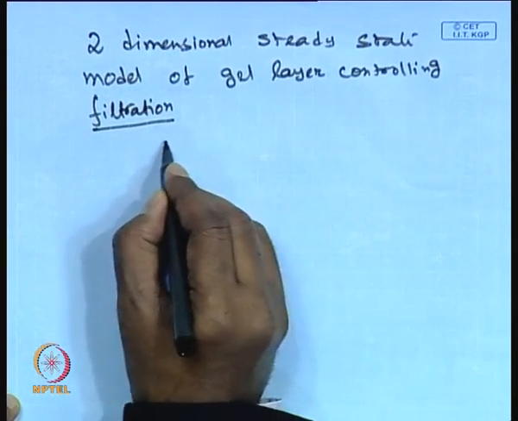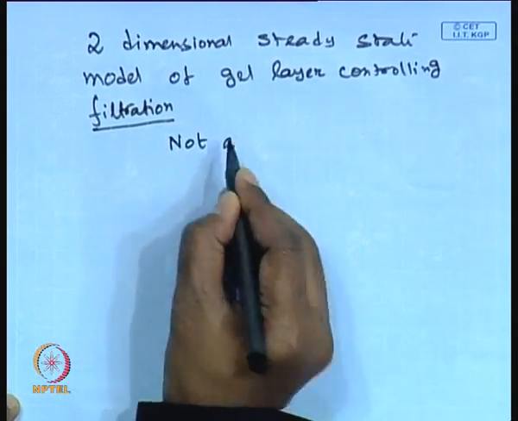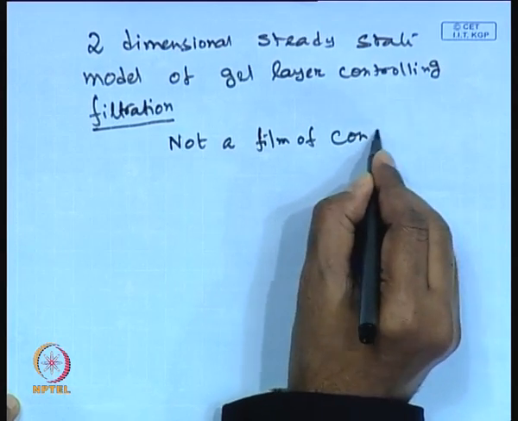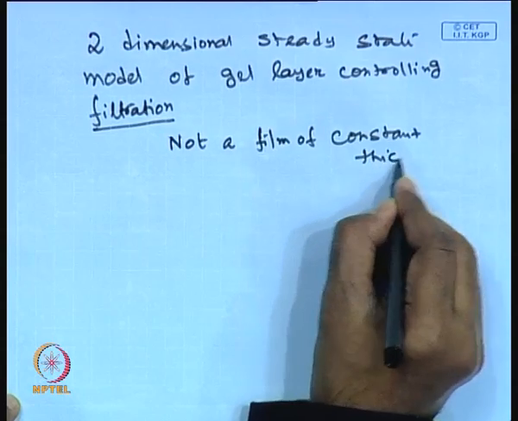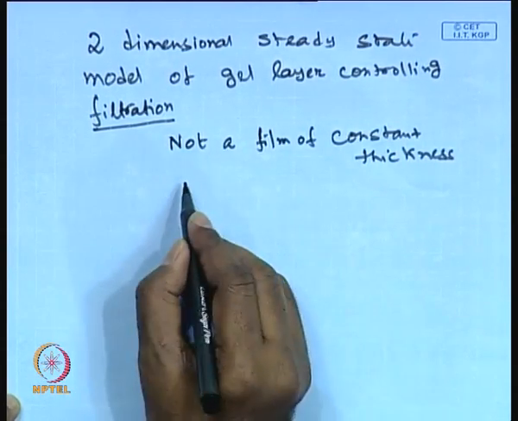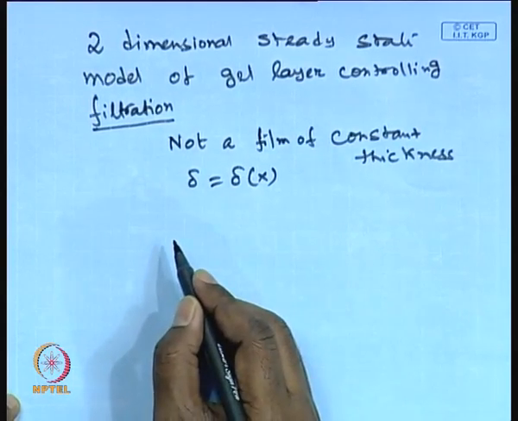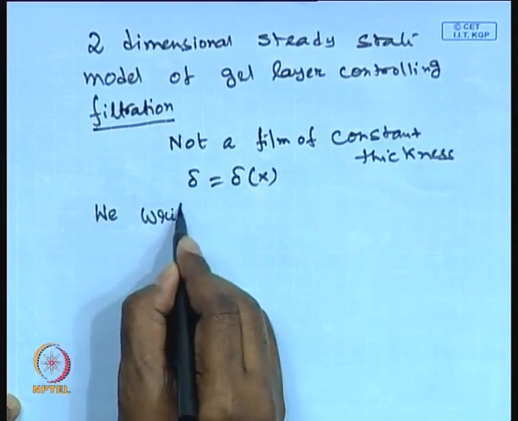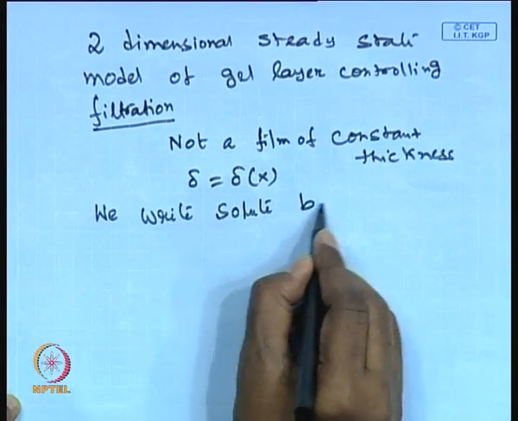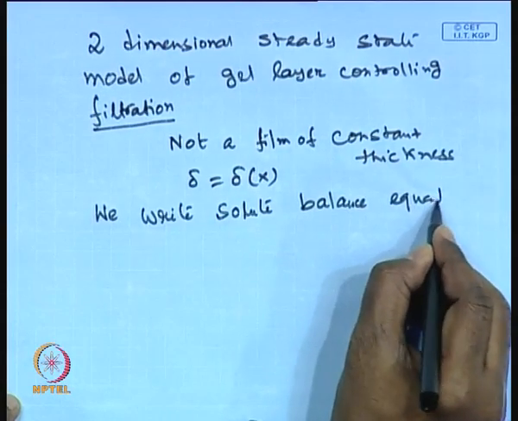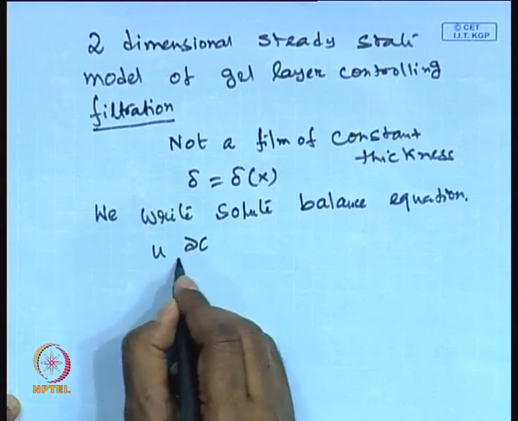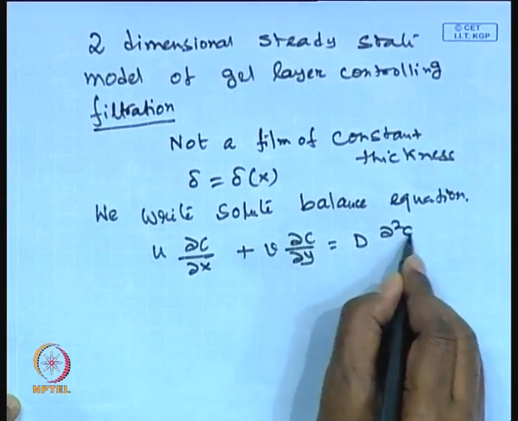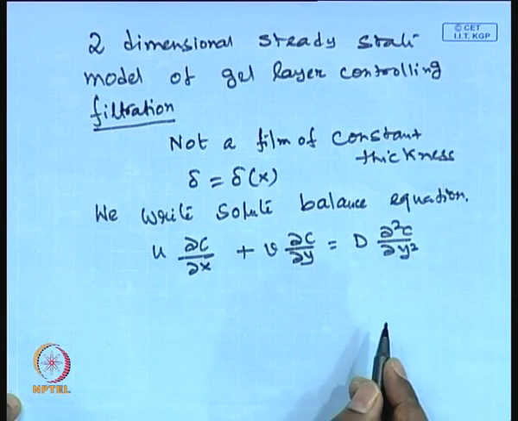It is not a film of constant thickness that is present on the membrane surface; the delta is a function of x. Okay, so we write down the solute balance equation: u del c del x plus v del c del y is equal to D del square c del y square, the same equation that we have obtained earlier.